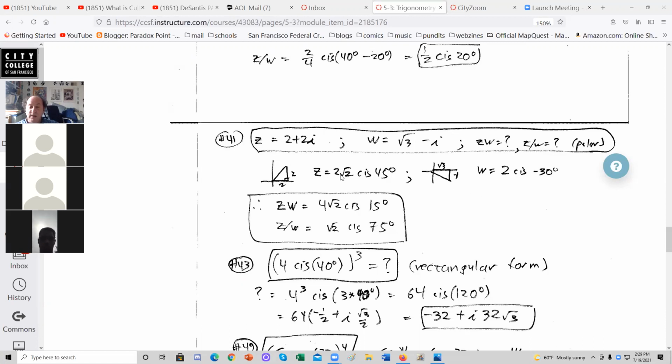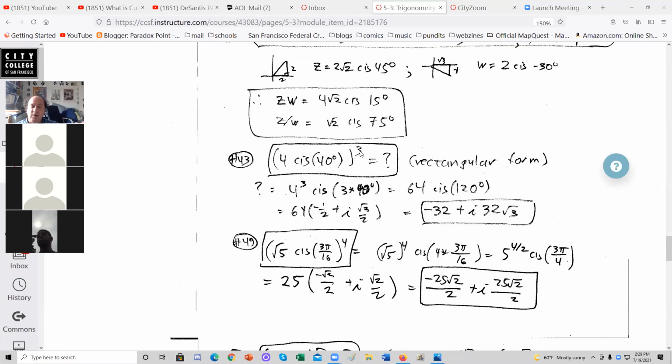Okay, their product. Well, 2 root 2 times 2 is 4 root 2. 45 degrees plus negative 30 degrees is 15 degrees. So their product is 4 root 2 cis 15 degrees. Their ratio, 2 root 2 divided by 2 is root 2. 45 degrees minus negative 30 degrees is 75 degrees. So Z over W is root 2 cis of 75 degrees.